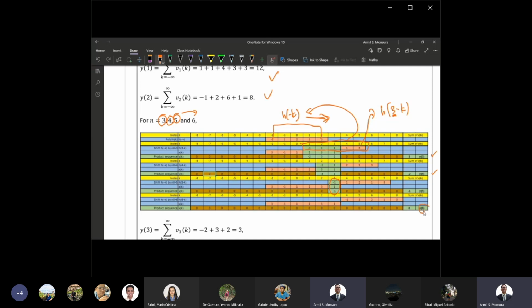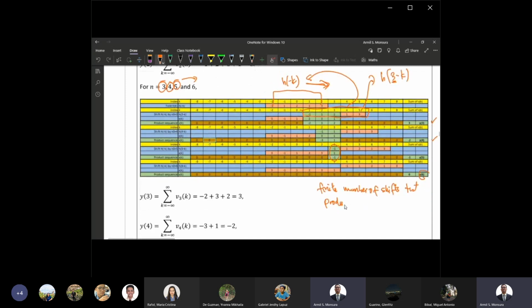Okay? So pagdating ng 6, wala na. Okay, wala nang overlapping terms. So ito yung sinasabi ko na finite lang yung number of times na magkakaroon kayo ng overlapping non-zero terms. Okay, so there will be a finite number of shifts that produces overlapping non-zero terms. Okay? And this applies for finite duration x and finite duration h.